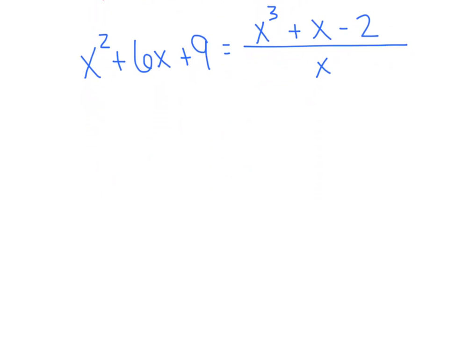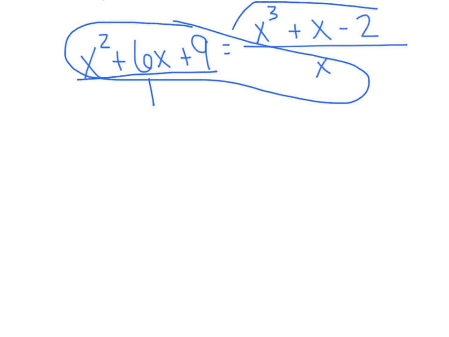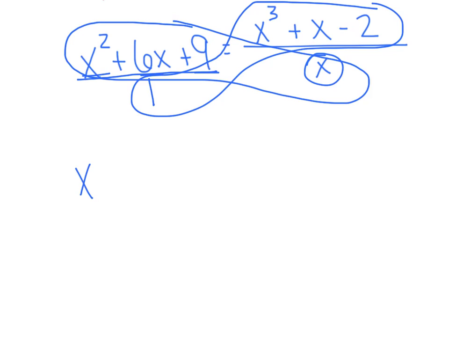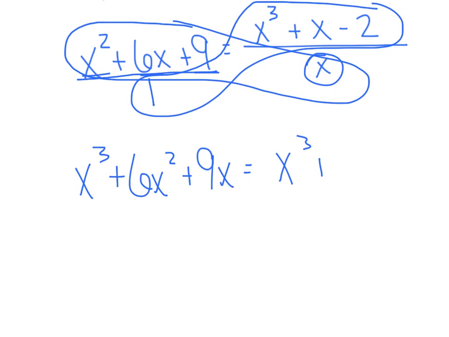I'm thinking I'm going to put this trinomial over 1, and I'm going to cross-multiply, product of the extremes equals the product of the means from last year. Make sure that this x gets distributed all the way through each of these terms. So we're going to end up with x cubed plus 6x squared plus 9x equals x cubed plus x minus 2. Love multiplying by 1. That's like the greatest thing in math.